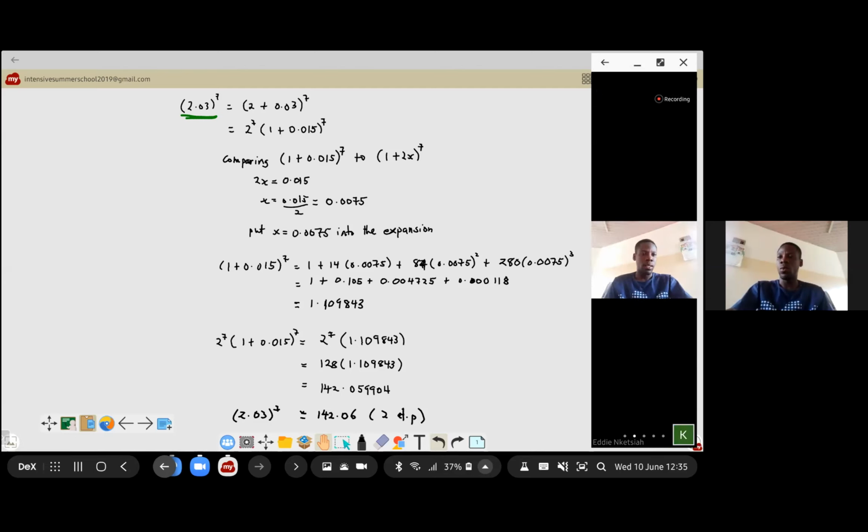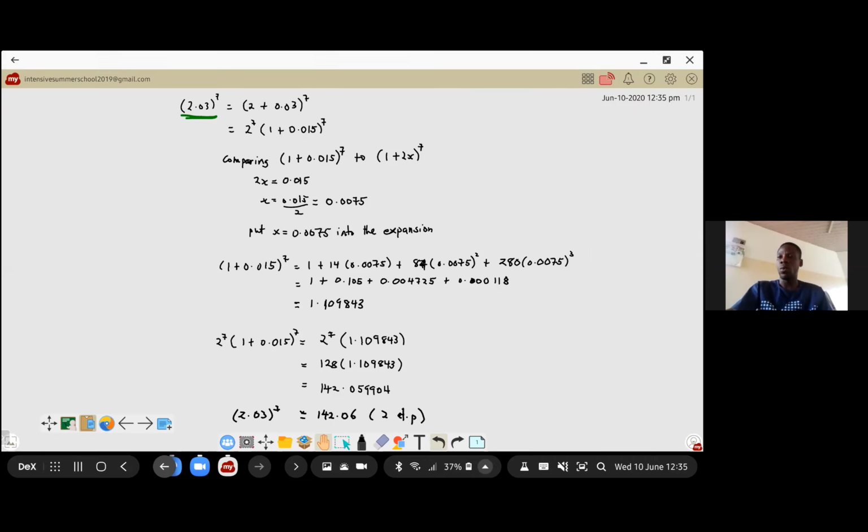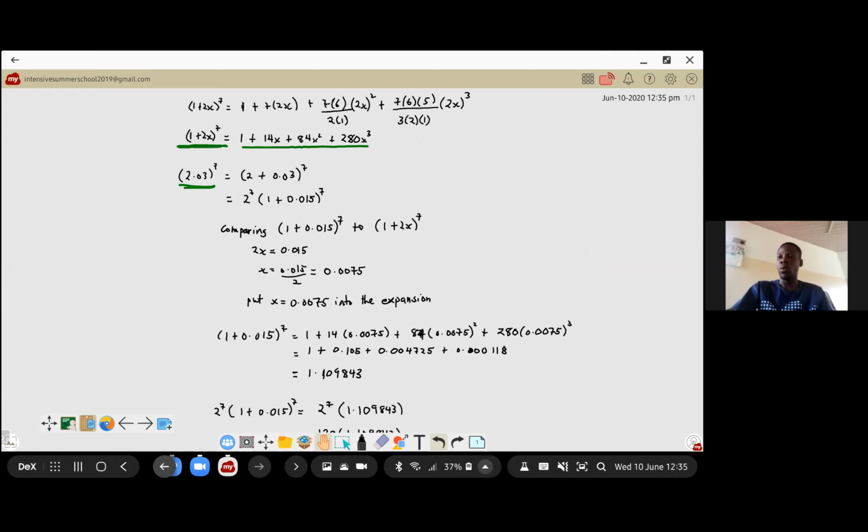So when you reach the expansion part, when you finish expanding, and you are coming to approximate your values, why can't you just do it like the example you gave us? You make 1 plus 2x equal to 2.03, so you find your x. 1 plus 2x is equal to what? 2.03.